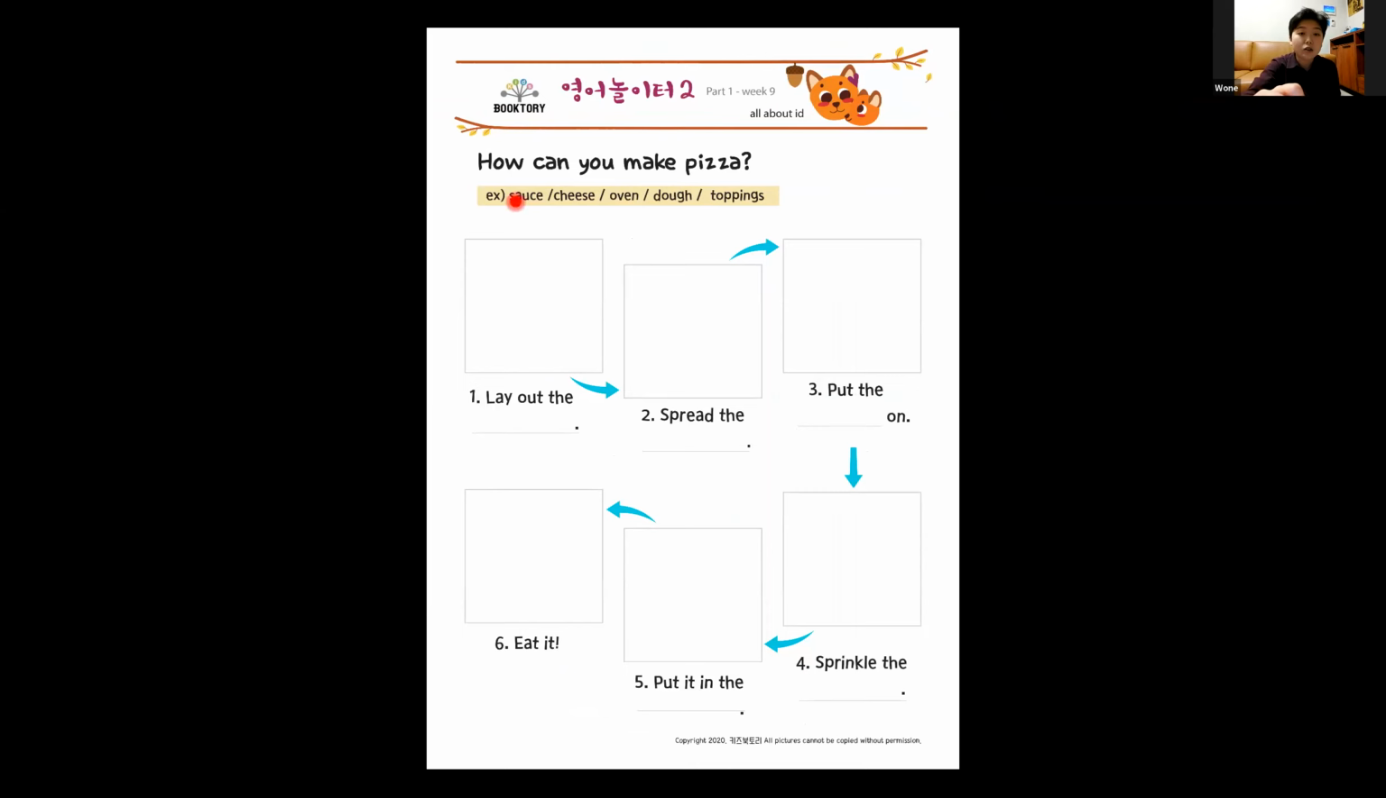We're going to need a sauce, cheese, to cook the pizza. To make the pizza, we're going to need an oven, dough, and finally, toppings. So the first thing you're going to do to make a pizza is lay out the dough. Can you say dough? Dough is the starting base of the pizza.